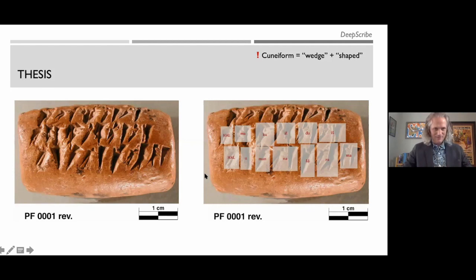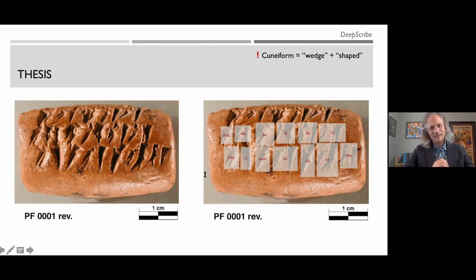Cuneiform writing is accomplished by impressing a writing implement called a stylus into a piece of moist clay. With each impression, the stylus leaves a single wedge. The scribe records a pattern of wedges to create a single sign. As such, the writing is inherently three-dimensional, a fact that introduces challenges for artificial intelligence.